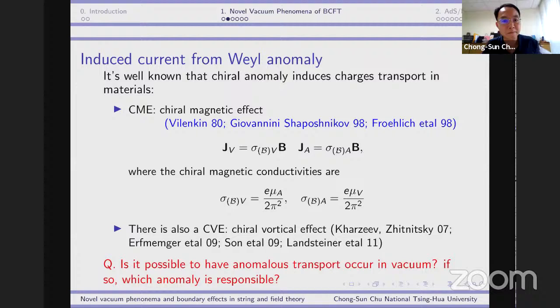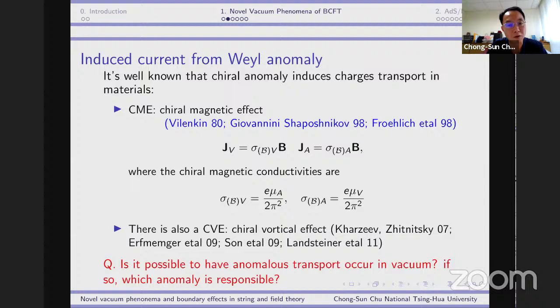The chiral magnetic effect and chiral vortical effect were discovered in the 80s. What happens is that if you turn on a magnetic field in a material system with a chiral anomaly, then a current can be induced. This is an electric current. It can be of vector nature or of axial vector nature. So this is the chiral magnetic effect. And one can also stir the system, make it rotate, and that can also induce a current. All of these are because of the presence of the chiral anomaly and the presence of a non-zero chemical potential.